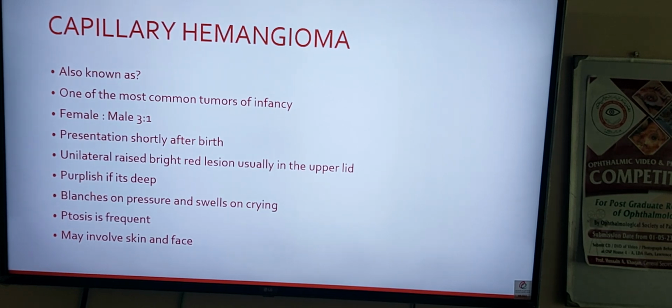Amblyopia is very common in children who have capillary hemangioma. So which type of amblyopia is common? Vision deprivation. The most common type is anisometropic amblyopia, astigmatic anisometropic, because the lid will exert pressure on the cornea and induce astigmatism. So the most common type is astigmatic anisometropic. Second, we have deprivational amblyopia if it is inducing ptosis and covering the visual axis. And strabismic amblyopia can also occur if it is deep, infiltrating the orbit as well, and it can cause displacement of the globe.